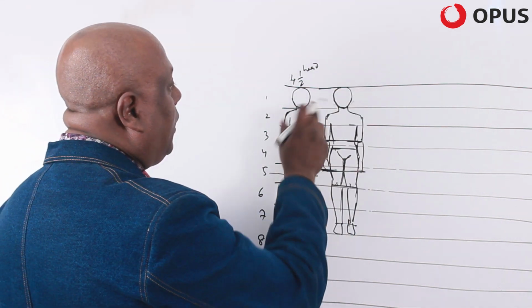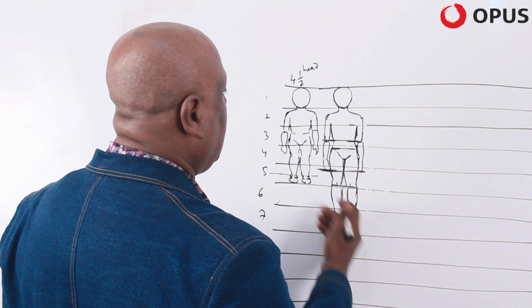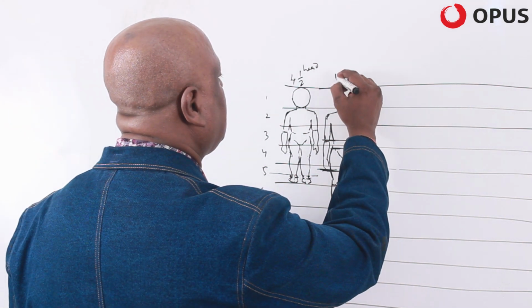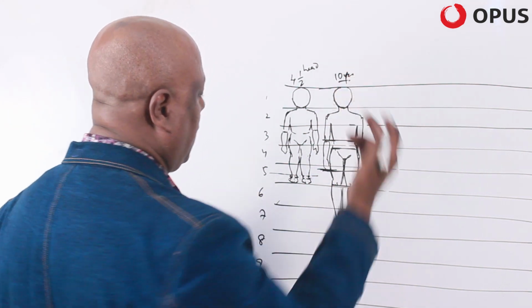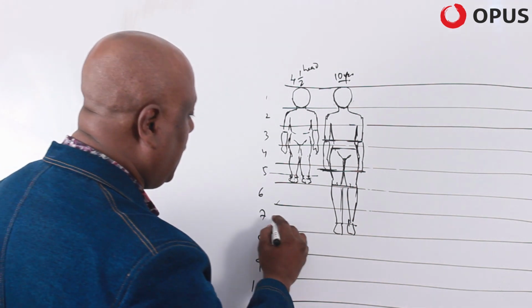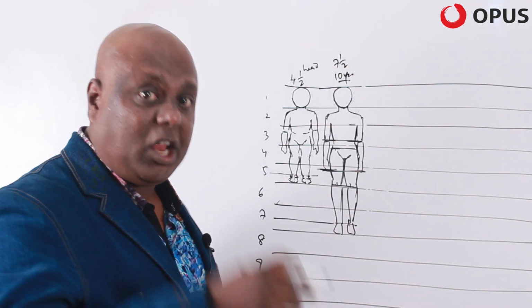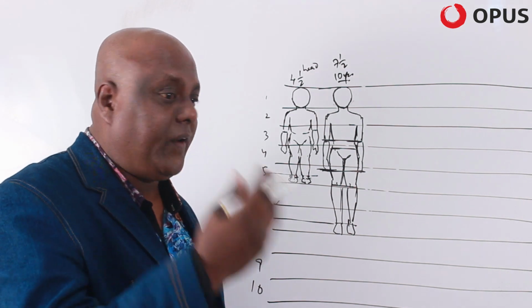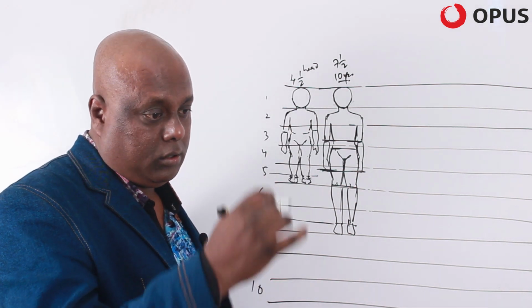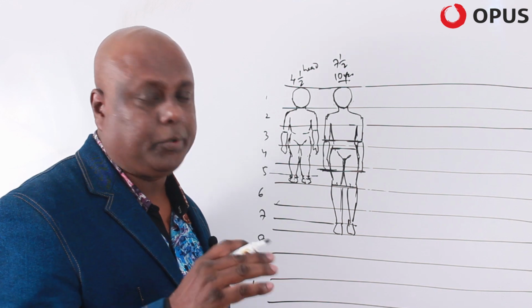Head is still the same. Now the age variation comes here. Here you can see it's like a 10 years old kid. It's like a 7.5 head. I didn't intentionally make it 7.5 head. I just felt that if I make that 7.5, this is proportionally correct.